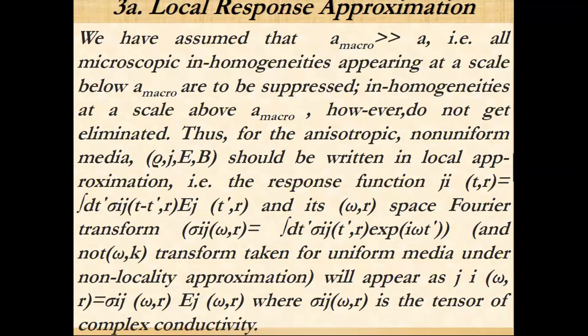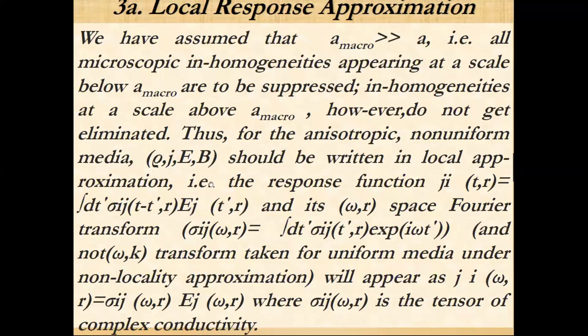I'm sure students understand this because at the school level they have calculated, let's say you have a time varying current, an alternating current, they have calculated average current, they have calculated root mean square current, averaging over a time equal to the entire time period. For example, if one calculates root mean square current, it becomes the peak current divided by root 2. The fluctuations in the current over times smaller than one periodic time do not appear in that expression. So this is what I am writing here, that all microscopic inhomogeneities appearing at a scale below A macro are to be suppressed, and inhomogeneities at a scale above A macro, however, do not get eliminated.